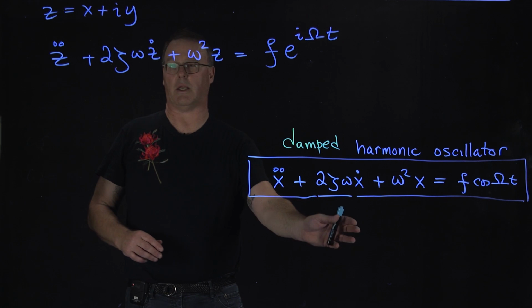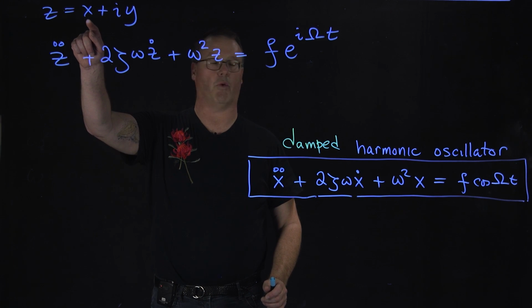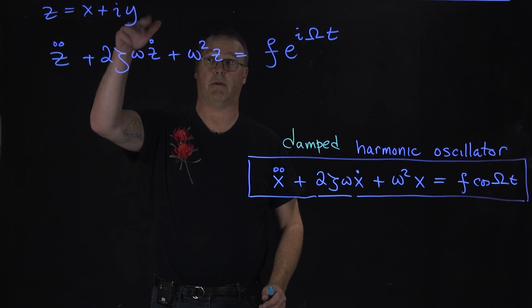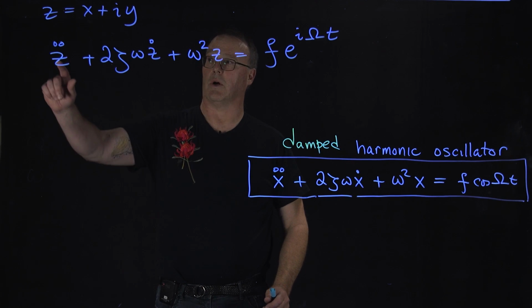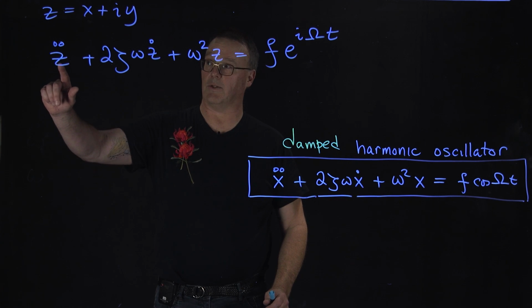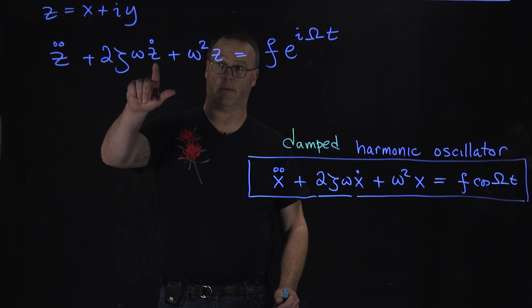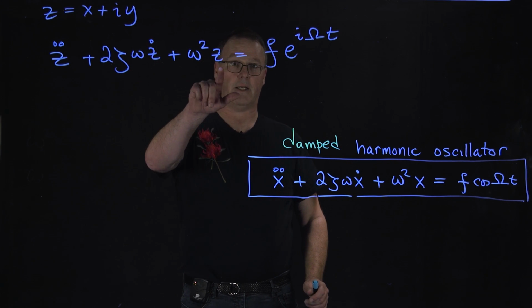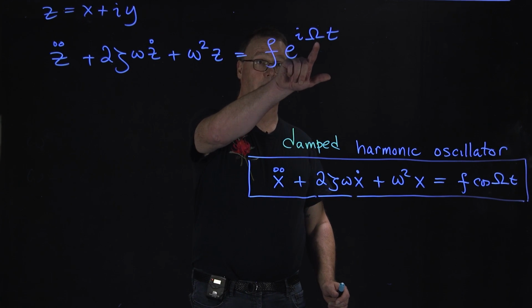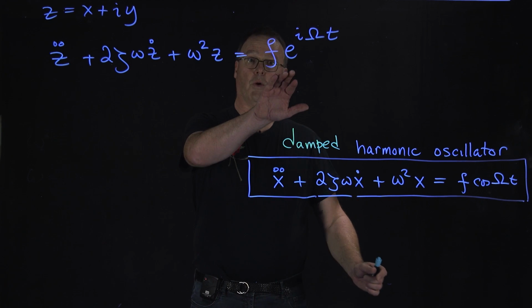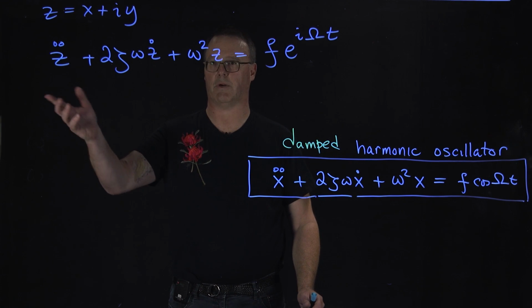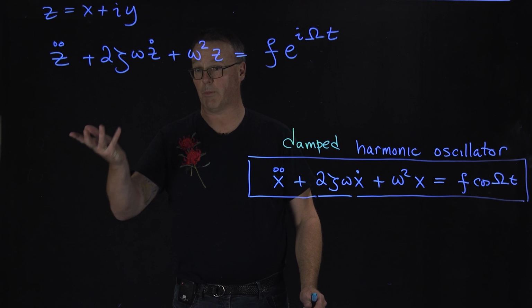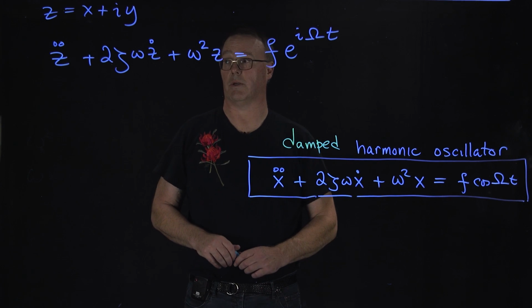So we're going to use the trick in section 3.6: instead of looking for a solution x, the real part, we will add this unnecessary y, and we'll work in terms of the complex variable z. So z is x plus iy, and z double dot plus 2 zeta omega times z dot plus omega squared z is going to be little f times e to the i capital omega t. So the forcing is now complex, and the solution is now complex. But because this is a linear differential equation, we'll be able to solve it and then take the real part at the end, and it's going to turn out to be easier.